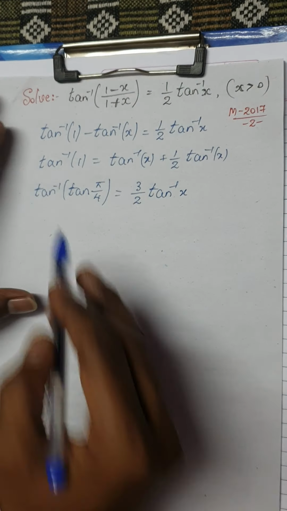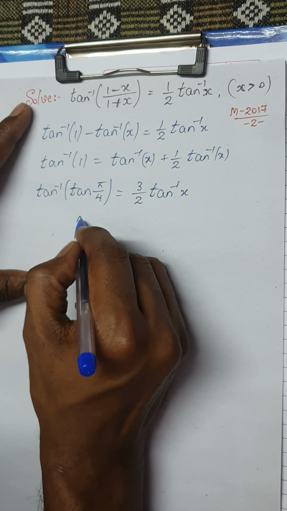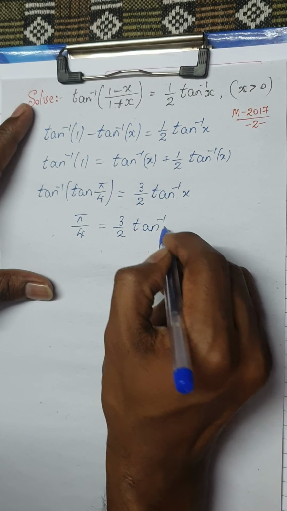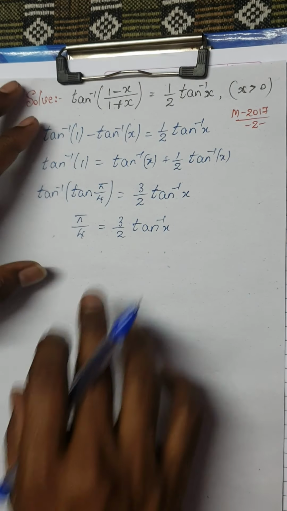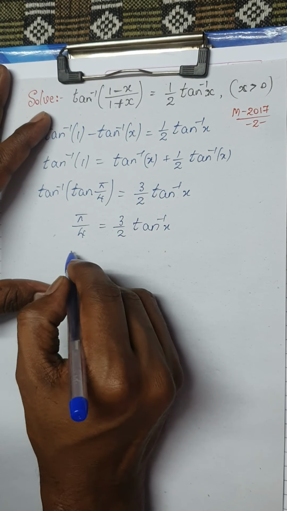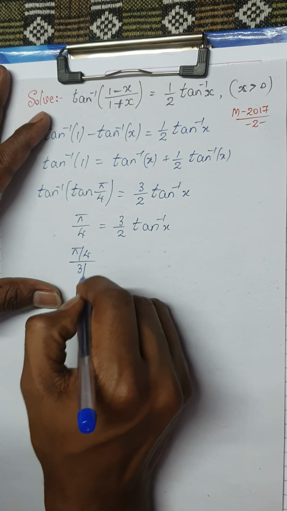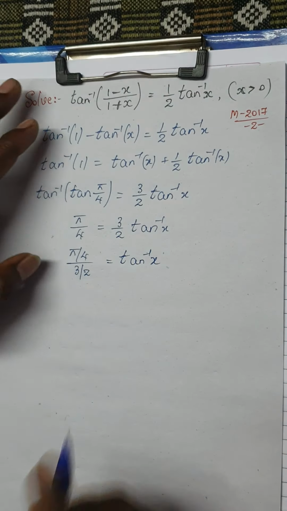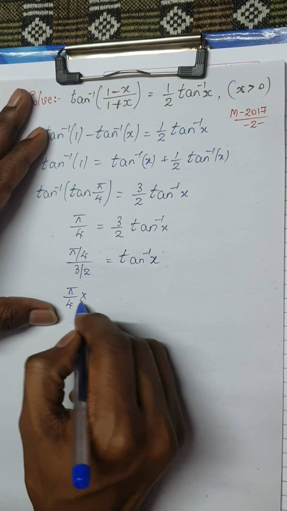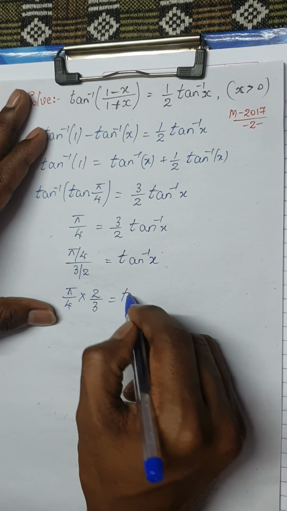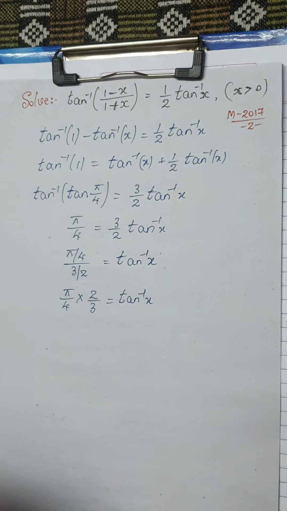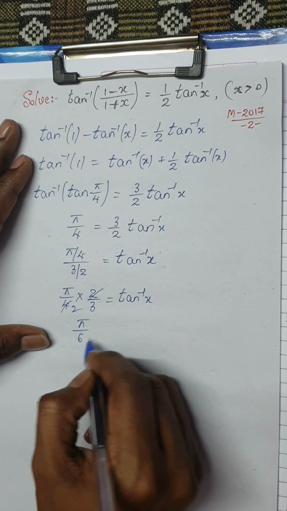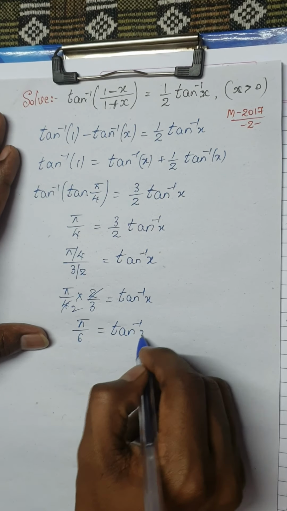Now tan inverse and tan will be cancelled. You will get pi by 4 is equal to 3 by 2 times tan inverse of x. So now cross multiply. If you divide, you will get pi by 4 divided by 3 by 2 is equal to tan inverse of x, isn't it? So if you multiply, you will get pi by 4 into 2 by 3 is equal to tan inverse of x. So 2 ones are 2, 2 twos are 4, you will get pi by 6. So pi by 6 is equal to tan inverse of x.